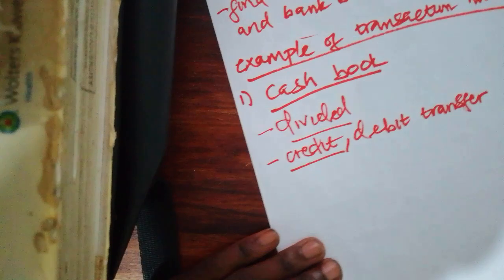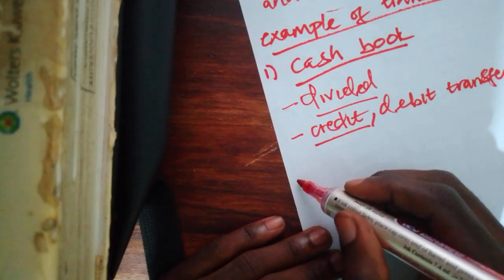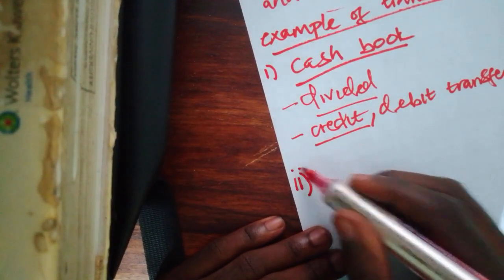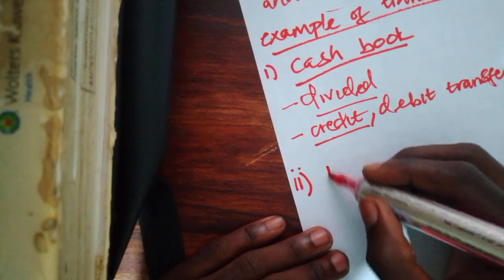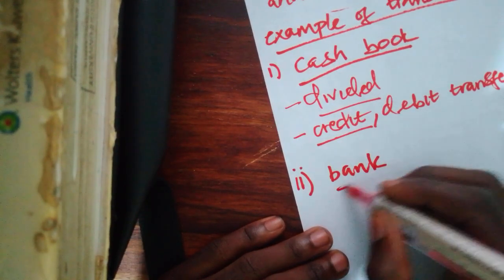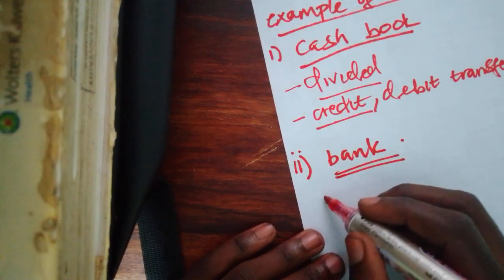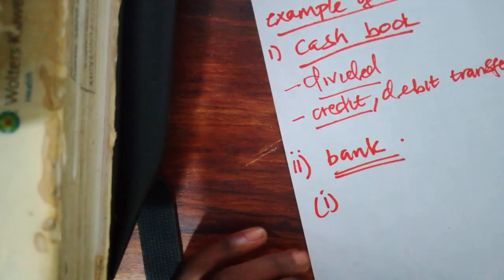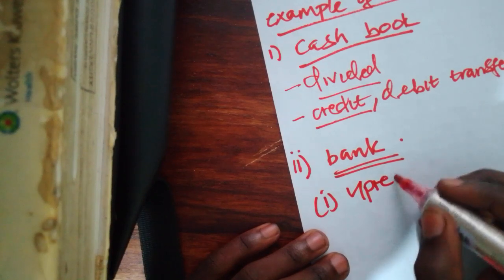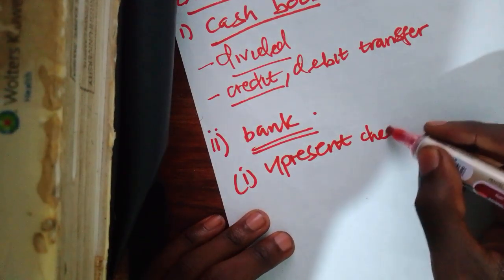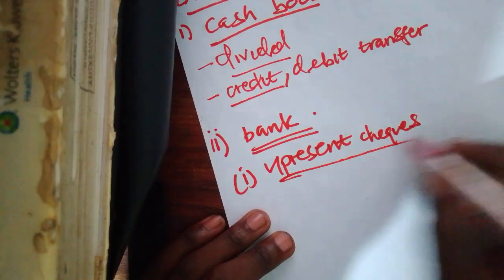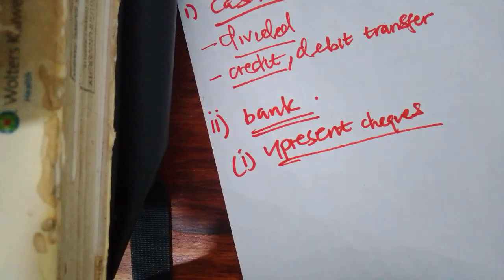Then we can also have those transactions which won't show on the bank statement. The first one is unpresented checks. Unpresented checks do not appear on the bank statement.